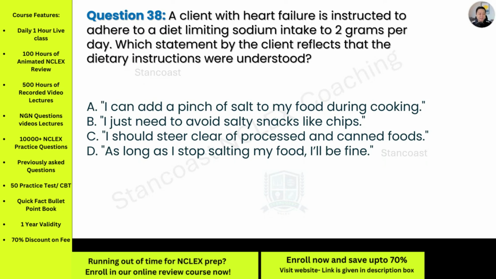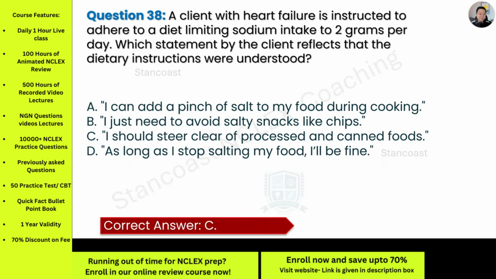A, I can add a pinch of salt to my food during cooking. B, I just need to avoid salty snacks like chips. C, I should steer clear of processed and canned foods. And D, as long as I stop salting my food, I'll be fine. The answer here is letter C.